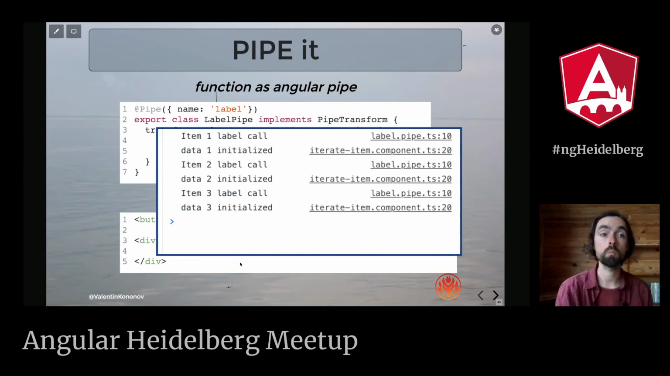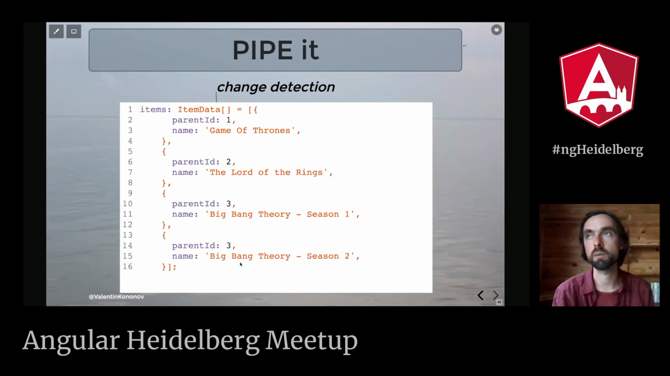Let's check it. OK, I have some console log in the pipe, and right now it looks good. So I have the calls for each different value in my list. And after that, I can click forever for sorting, but I will not have another console log. So Angular will cache the pipe result by itself. But let's change our sample a little bit.